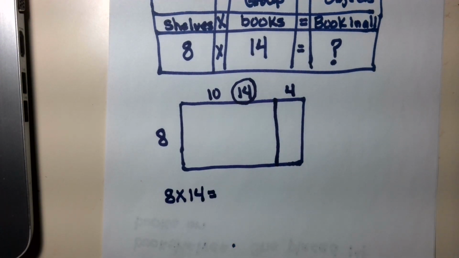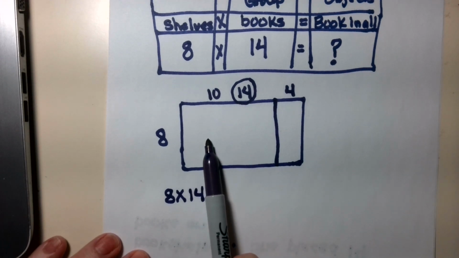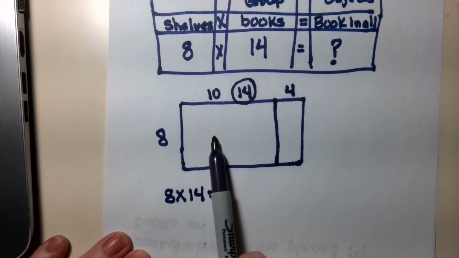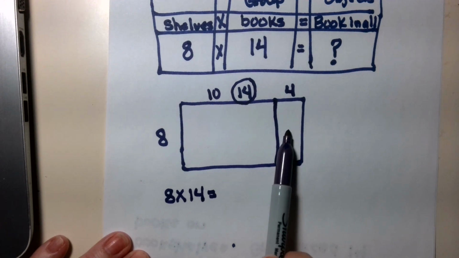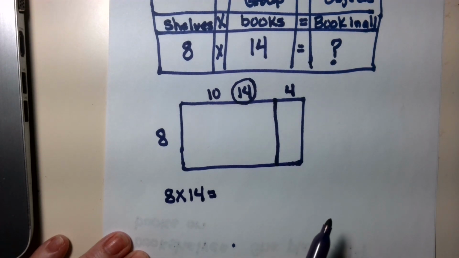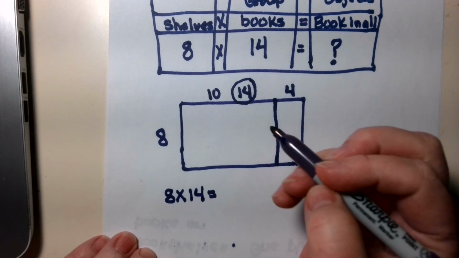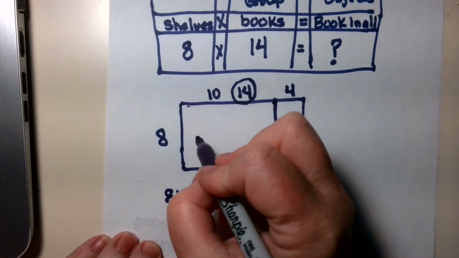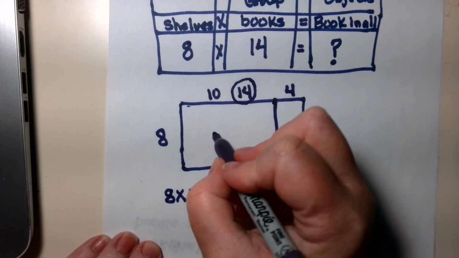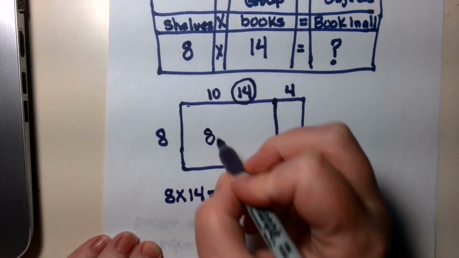I want you to pause the video for a moment. Write the dimensions of this smaller array inside the array. Go ahead and pause. Okay, if you said this was an 8 by 10 array, you are correct. Our side dimensions are 8. Our top dimensions are 10.